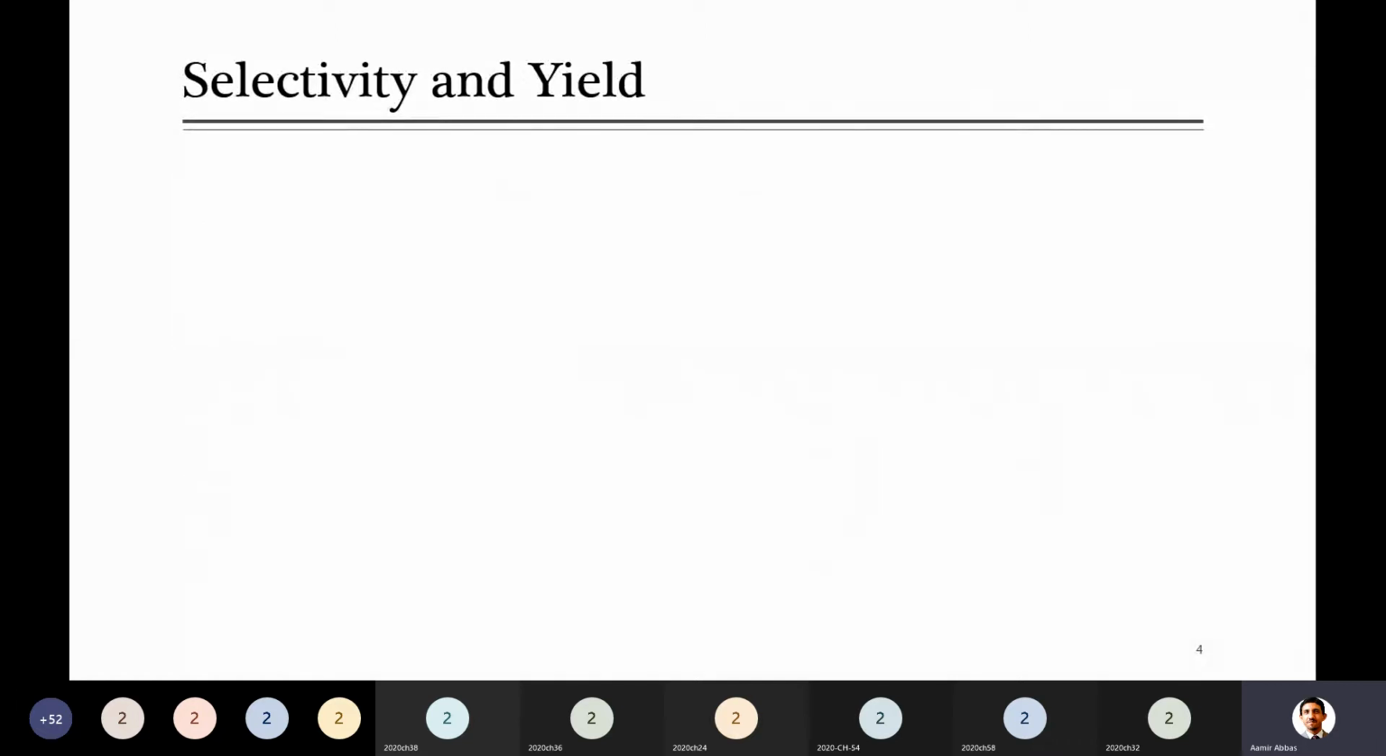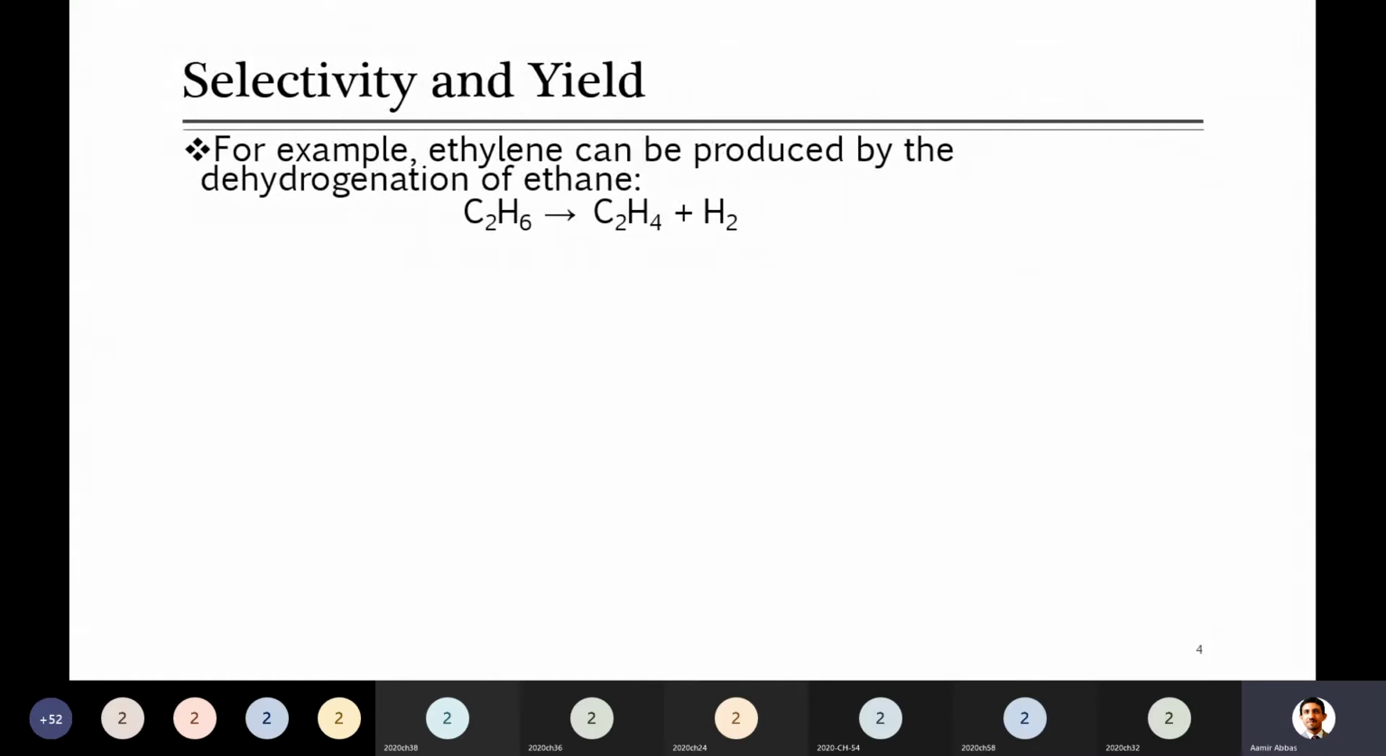So related to this, there are some terminologies: when more than one product is being produced, you have to look at selectivity and yield. For example, here is one reaction to give you a clearer idea: we can produce ethylene from ethane by a dehydrogenation reaction. That is what this is called, right? Is it hydrogenation or dehydrogenation?